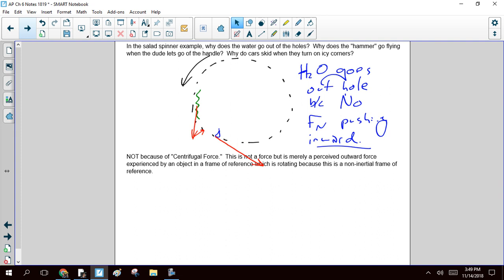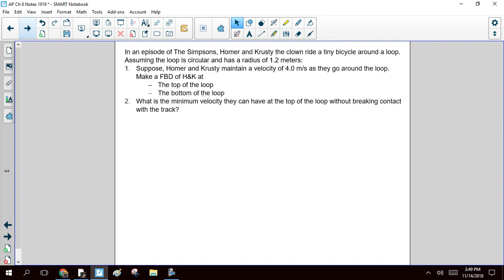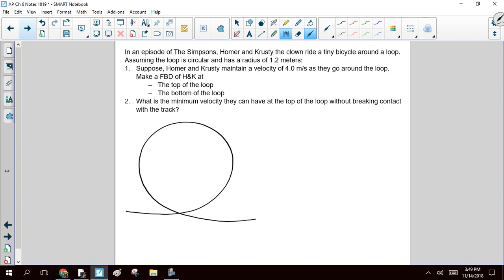All right, so let's get back to that idea of having two forces responsible for your centripetal force. There's an episode of The Simpsons, and I'll attach a link to this video on my website, where Homer and Krusty the Clown go around a loop on this tiny little bicycle. And so they're traveling in a circular path.